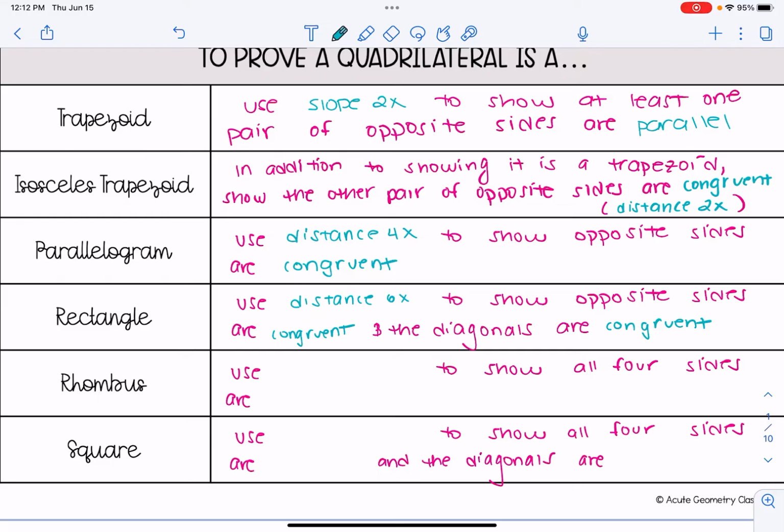For a rhombus, think about a main property of a rhombus. All of the sides are equal. So we are going to use the distance formula 4 times, 1 on each of the sides, to show all 4 sides are congruent.